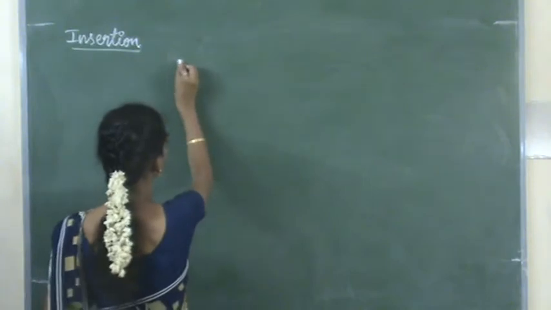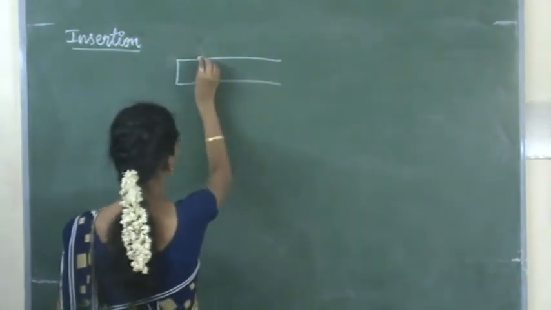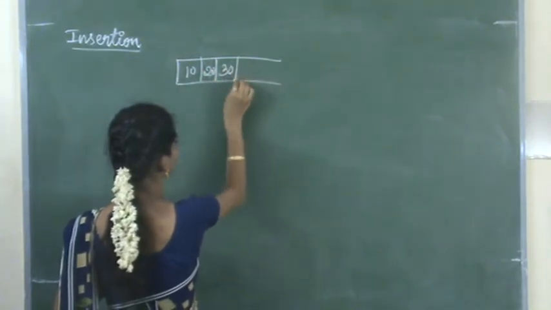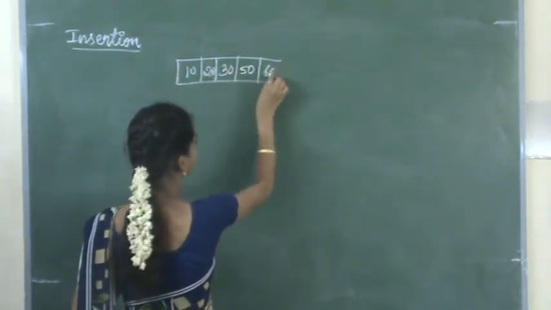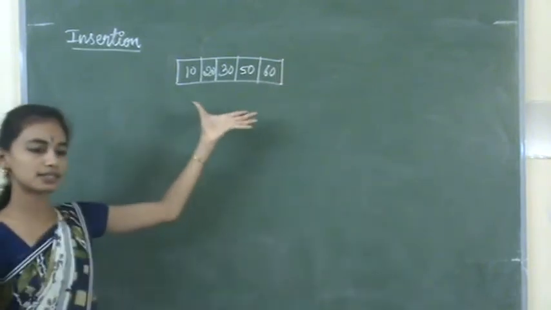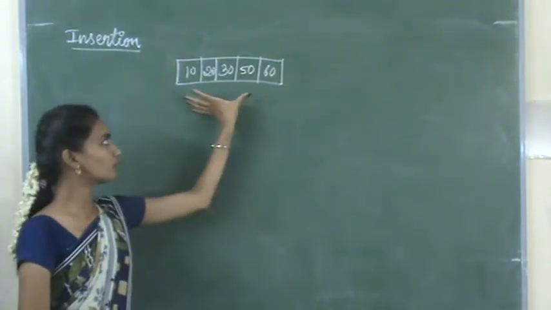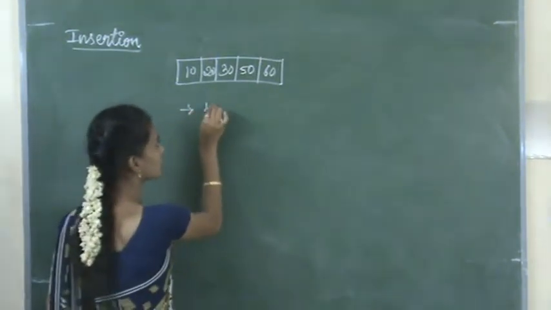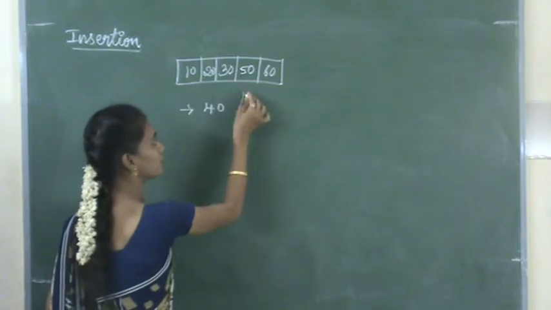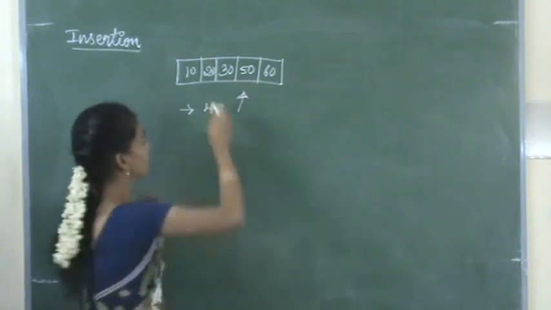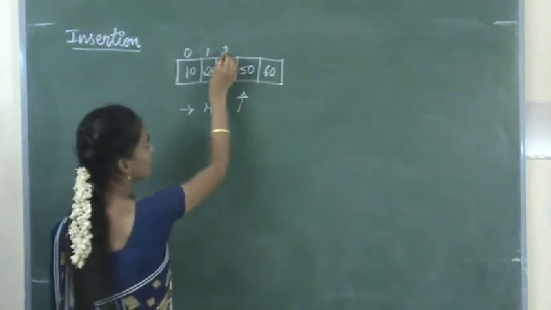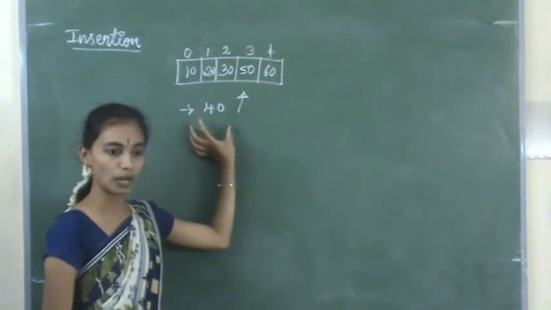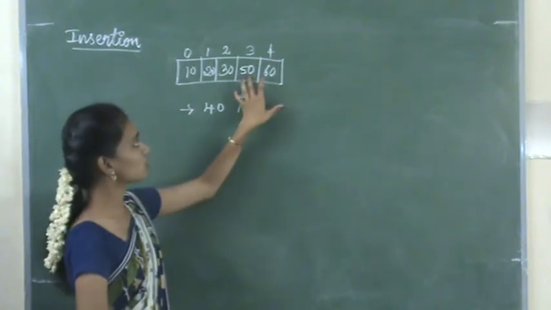Suppose consider this as an array. For this array I need to insert one more element, that is 40, in some position. Okay. So we have positions, right? Index or position. So now I need to insert this new element in the position 3.